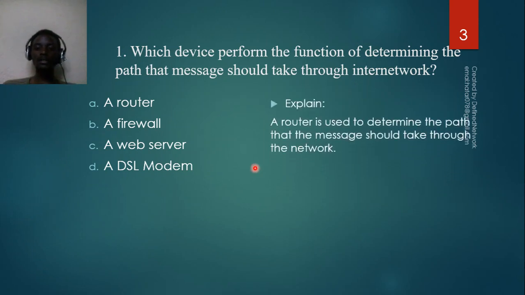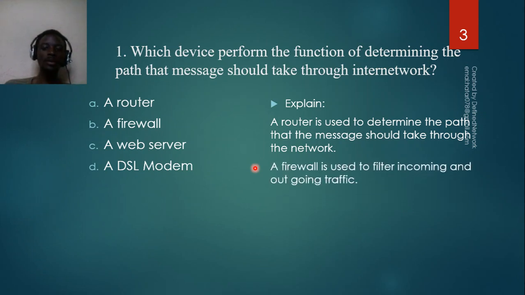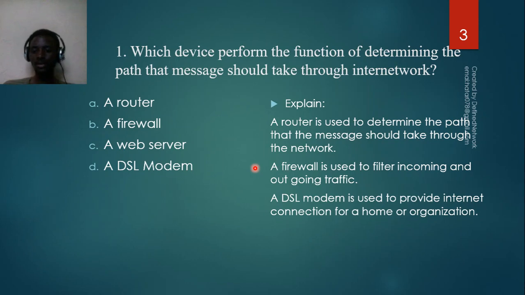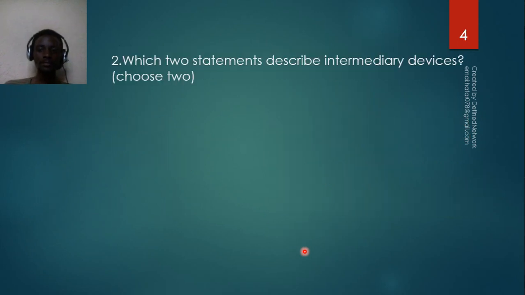The router is used to determine the path that the message will take through the network. A firewall is used to filter incoming and outgoing traffic. A DSL modem is used to provide internet connection for a home or organization. So I hope you can get the answer now. The answer is A, the router, because it is the one which determines the path that the message will take through the network using different protocols.